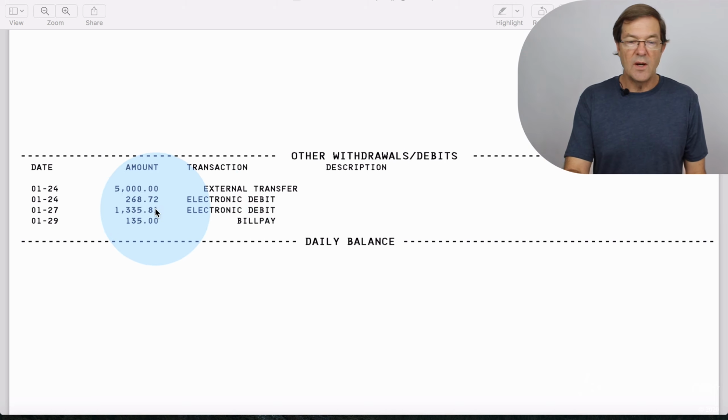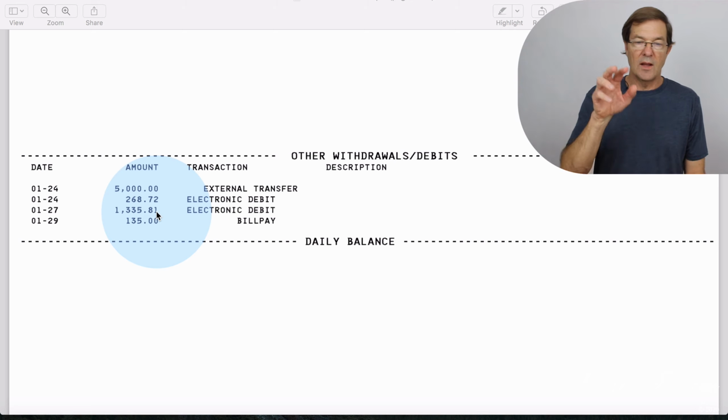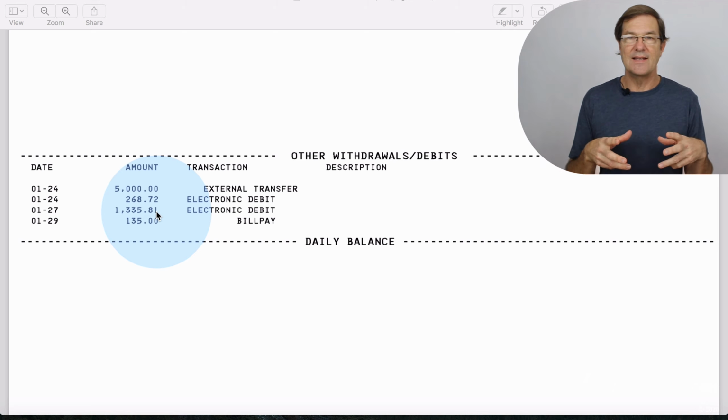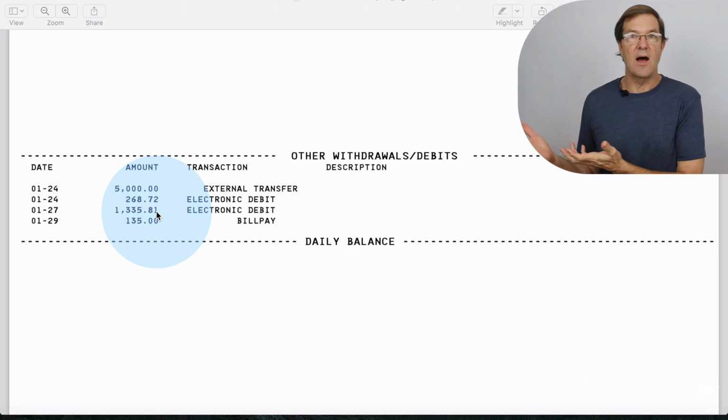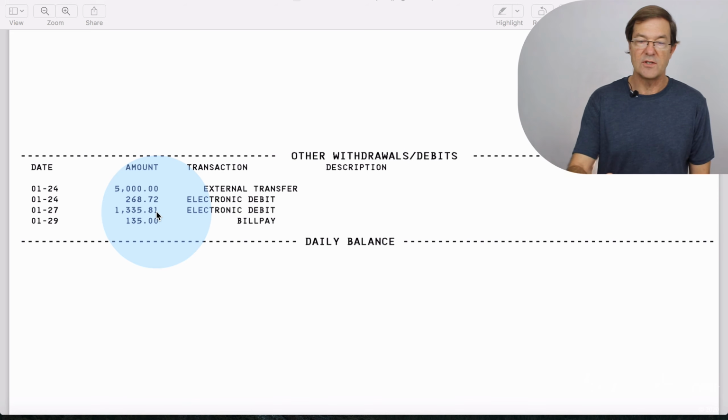So this next one was an electronic debit for the purchase of an asset, okay? Now, it's a one-time purchase, but it was cash out. And it was cash out to support the business. So out it goes, and that counts too.